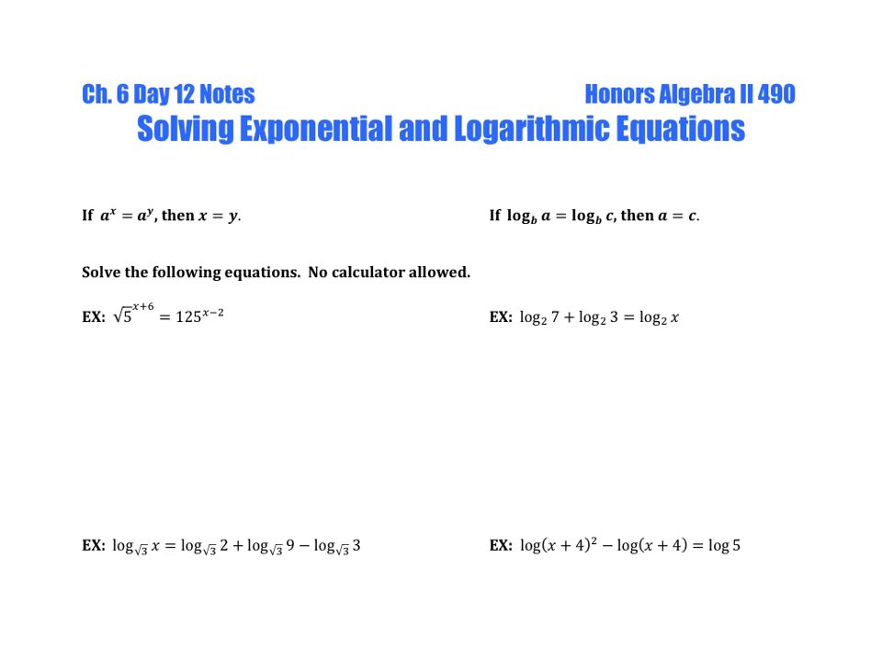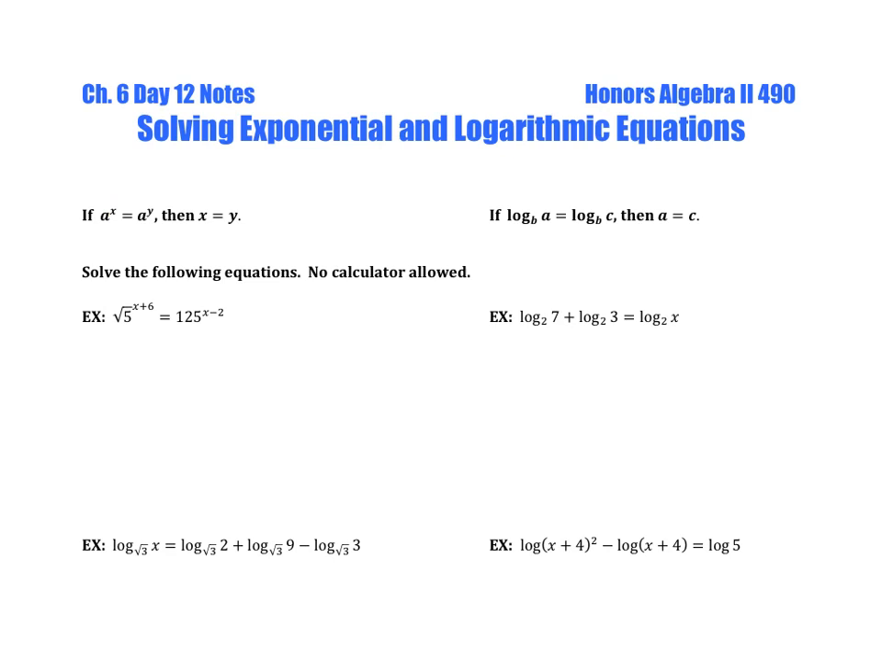So one thing we need to know is that if a to the x is equal to a to the y, then x is going to be equal to y. So in other words, if we have an equation and our bases are the same on either side of that equation, then we can set the exponents equal to each other.